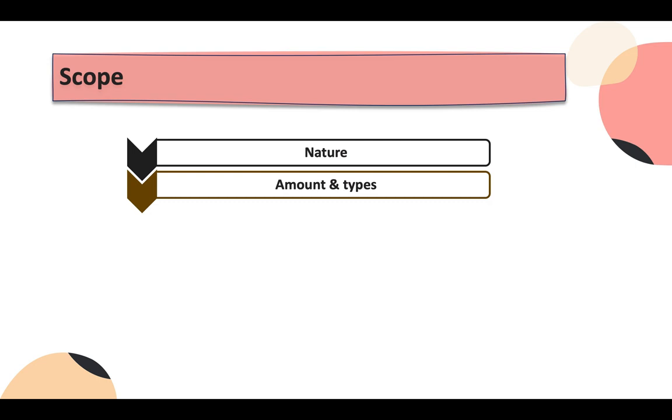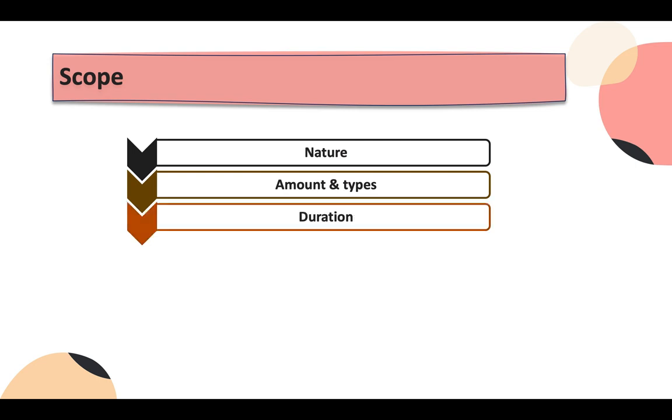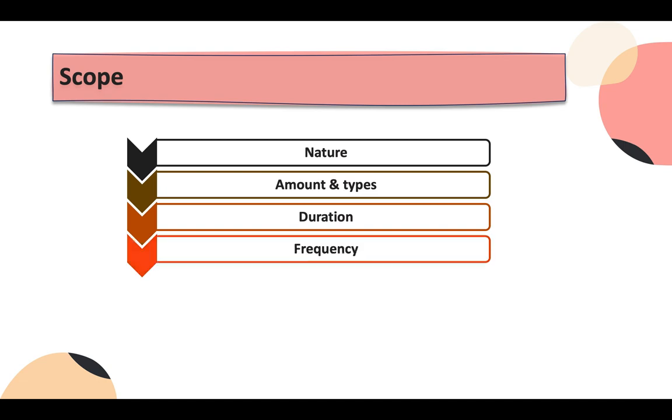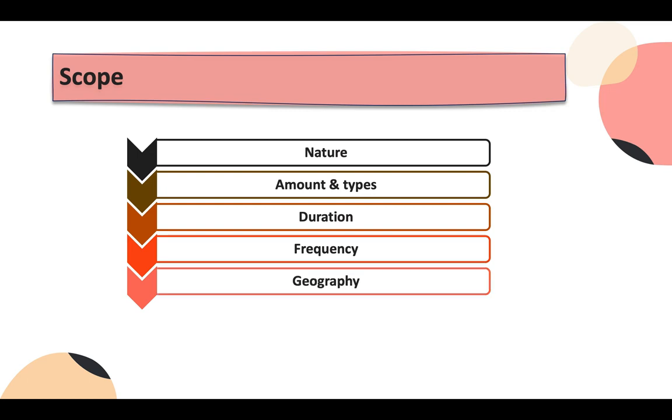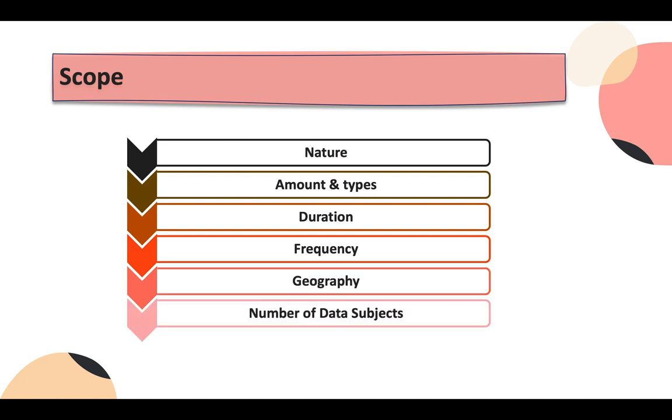Then you should write about the amount and types of the data being collected. How long will it be collected? How many times will it be collected for the intended processing? The geographical area covered, and the number of data subjects impacted as a result of the processing. With all these points, we will be finished with our second part.